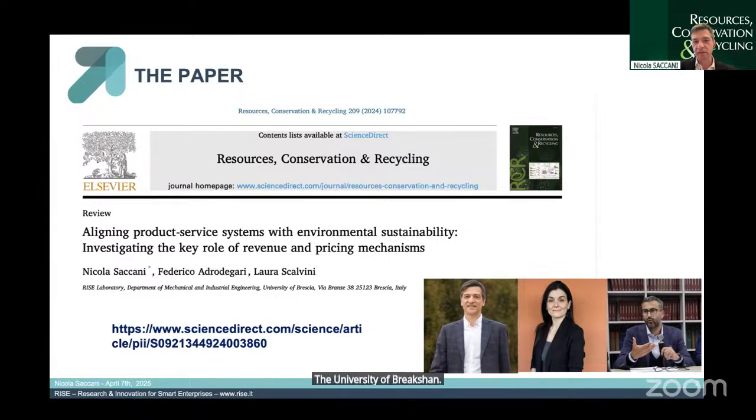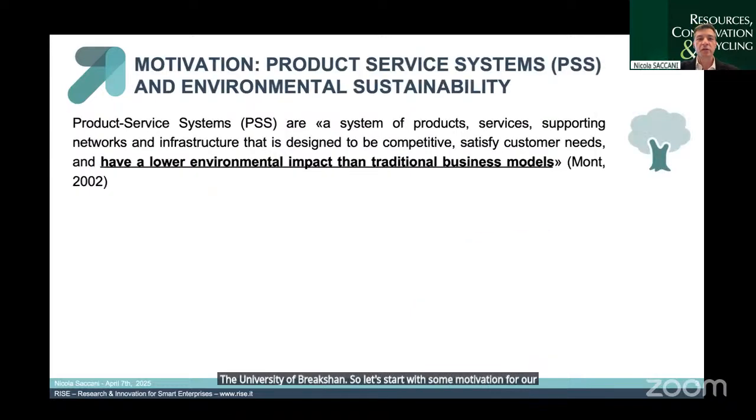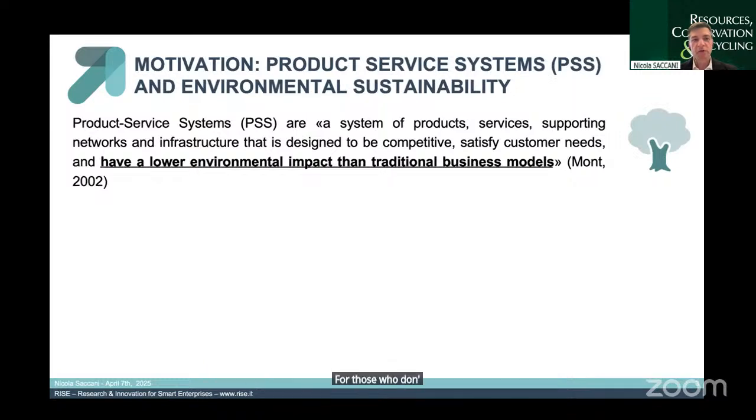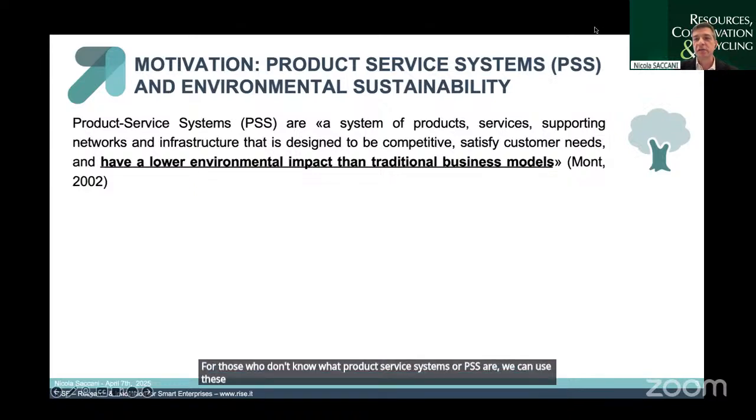So let's start with some motivation for our research. For those who don't know what product service systems or PSS are, we can use this definition taken from the literature. They are a system of products, services, and supporting network and infrastructure that is designed to be competitive, satisfy customer needs, and have a lower environmental impact than traditional business models.